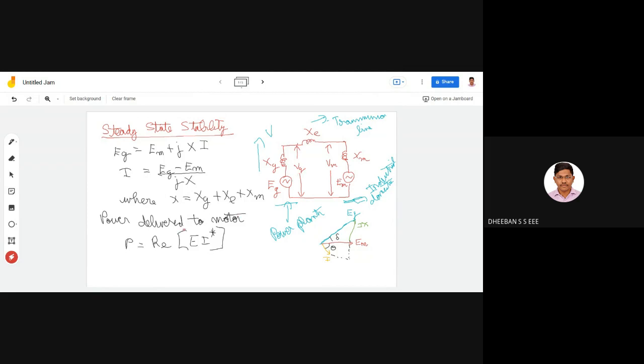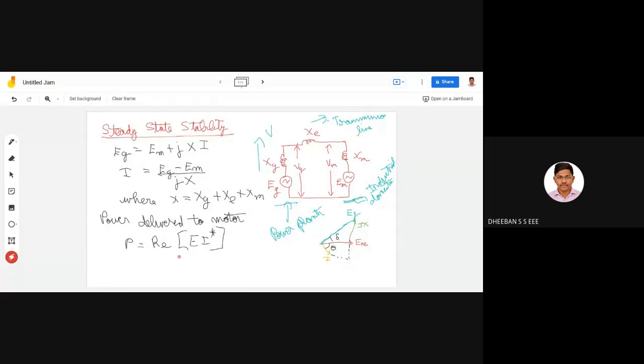After this, as I said, the steady state system stability mainly depends upon the power delivery. You can say the system is at the steady state only when the maximum amount of power is delivered from your generator to your motor. So you have to look at this power delivery. Here the power delivery P is nothing but the real part.